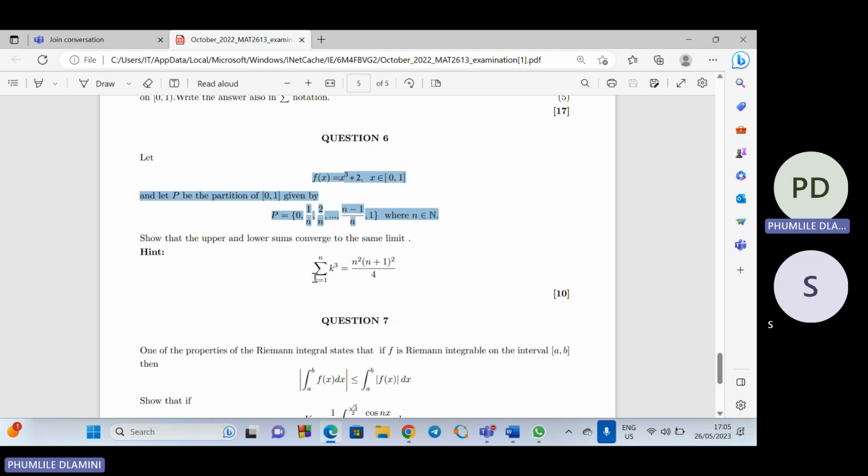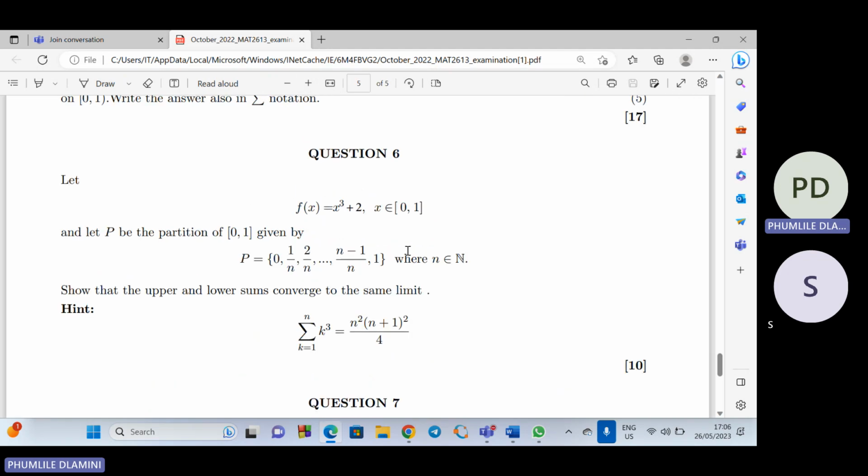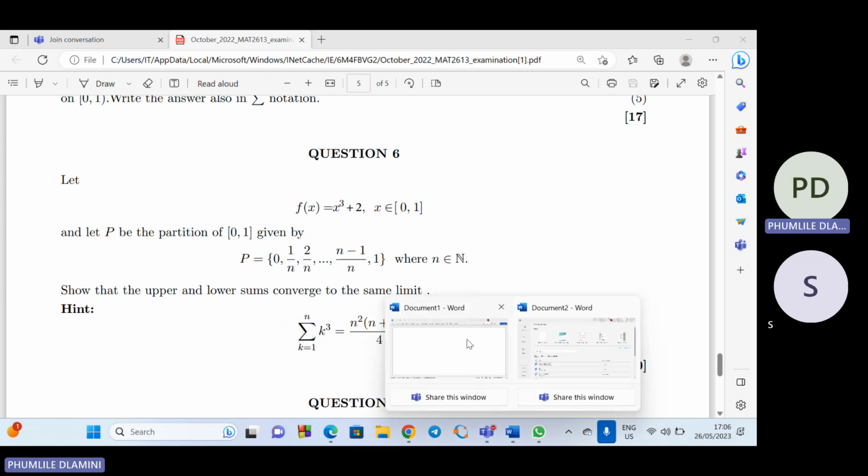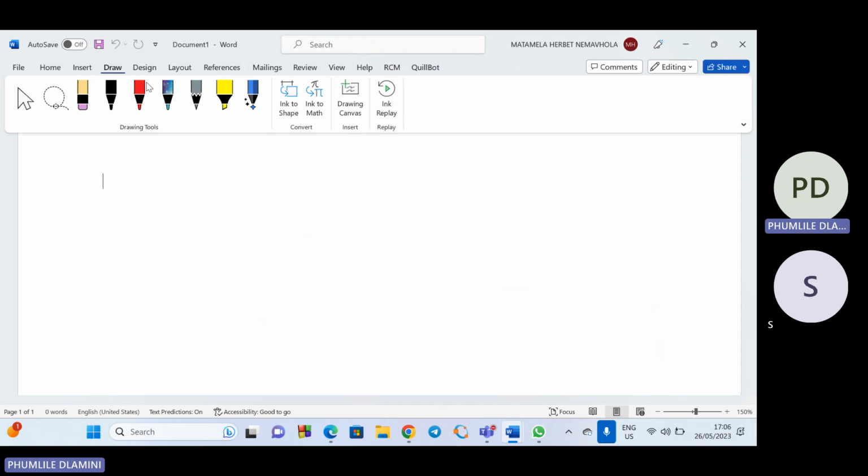This hint shows that the sum of k cubed, for k from 1 to n, equals n squared times (n plus 1) squared divided by 4. This is the hint we can use, but the point is that we have to show that the upper and the lower sums converge to the same limit. Now you might ask yourself, what are the upper and the lower sums? I'm going to give you all the necessary definitions you need in order to answer any question related to this.